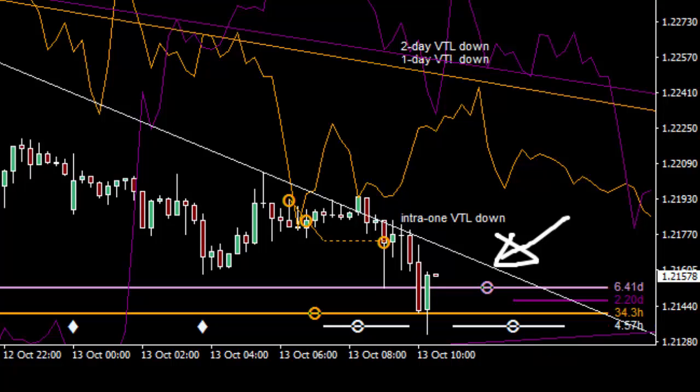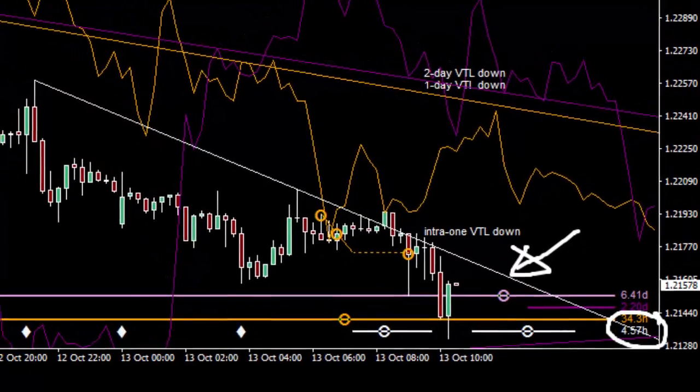It says intra 1 VTL down. Now our intraday cycle, our first intraday cycle, averages about 5 hours in length. And you can actually see, if you have very good eyes, the current average wavelength is 4.57 hours. So that's a 5-hour VTL which has been drawn downwards.